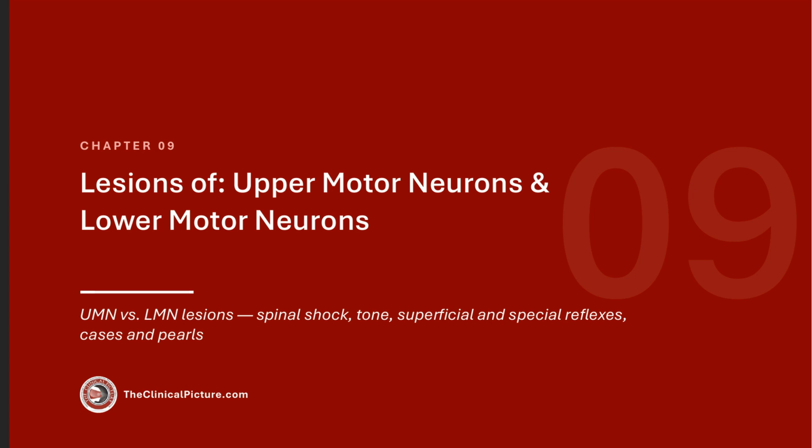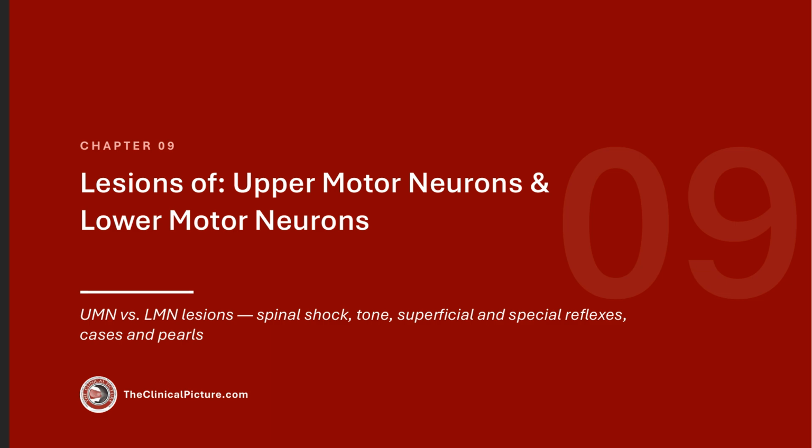Chapter 9. Lesions of the upper and lower motor neuron. Chapter 8 gave you the mechanism. This chapter gives you the two neurons themselves and the syndromes they produce when they fail. We will define the upper motor neuron, where it begins, the course it takes entirely within the central nervous system, and the largely inhibitory control it exerts over the neuron below it.